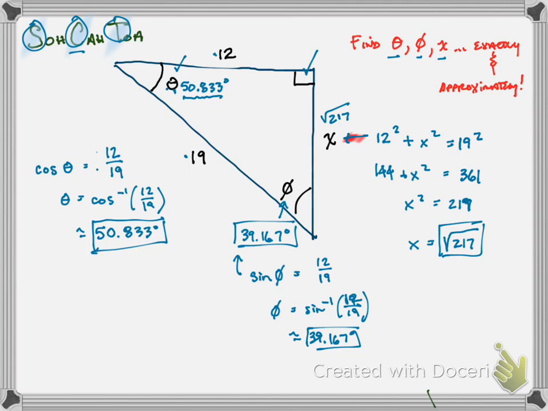Now, just for kicks, quick review of these trig ratios, sine, cosine, and tangent. If I wanted to determine what, let's say, the tangent of theta is, then I would say opposite, which is square root of 217, over adjacent, which is 12. Or, for example, the tangent of phi, opposite 12 over the square root of 217. Notice that in each of those cases, again, nothing has been rounded. Those are exact.